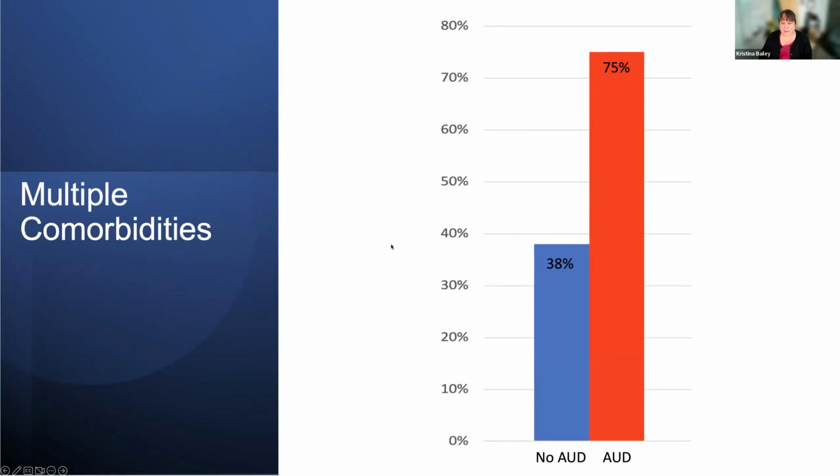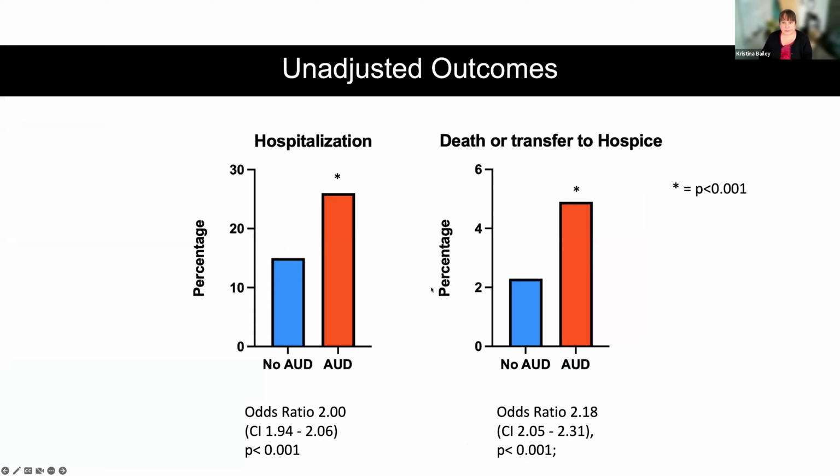And also, not surprisingly, we saw that the alcohol use disorder group had a much higher rate of multiple comorbidities versus single comorbidities. So 38% of the group with no alcohol use disorder had multiple comorbidities, while nearly double that in those with alcohol use disorder. So moving on to our unadjusted outcomes, we found that those with alcohol use disorders were much more likely to be hospitalized than those without. Our unadjusted odds ratio was 2, and these were highly statistically significant. Likewise, in our unadjusted outcomes, death or transfer to hospice was twice as likely in those with alcohol use disorders.